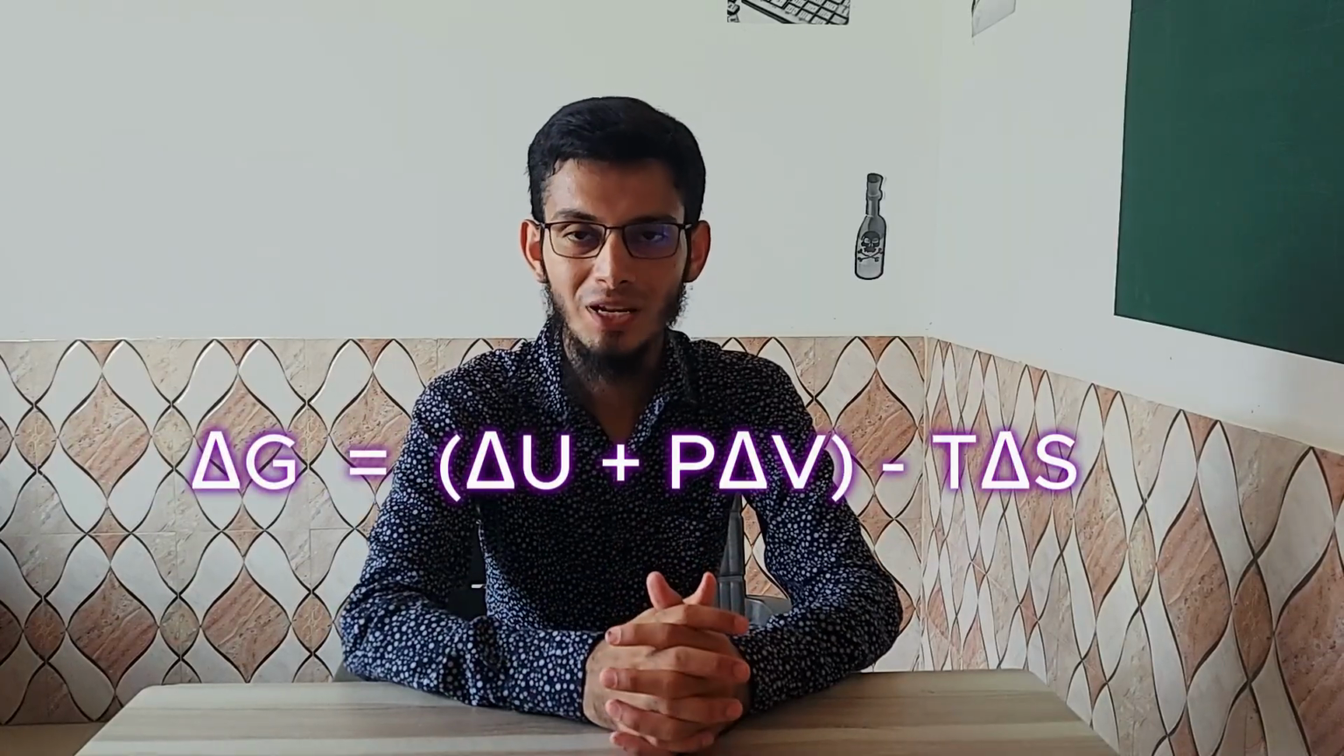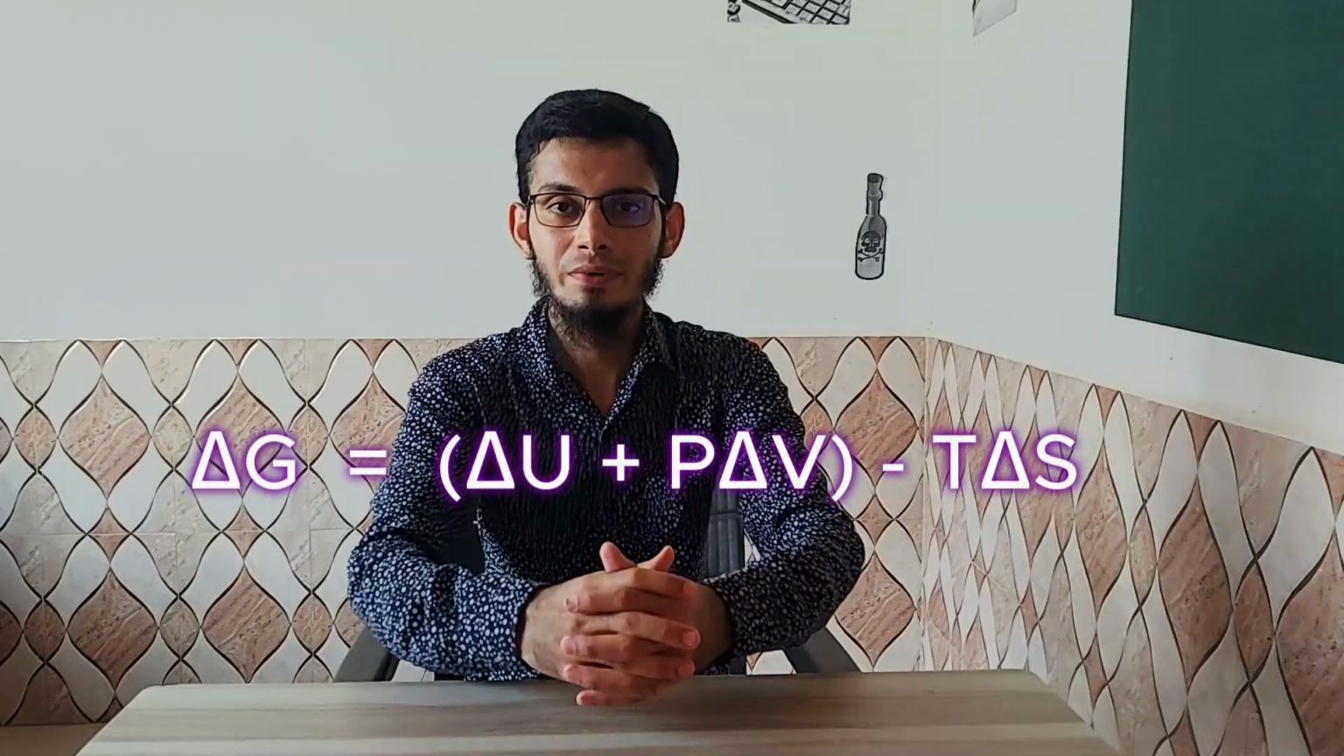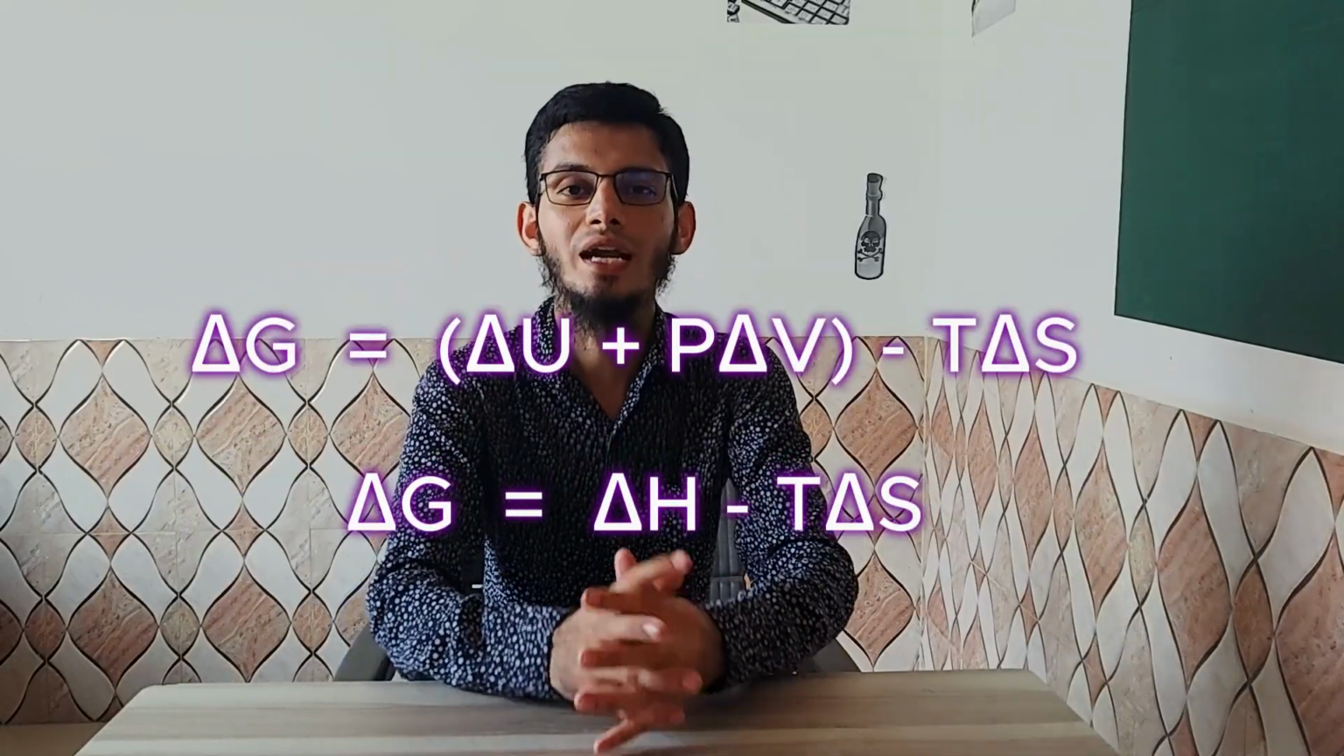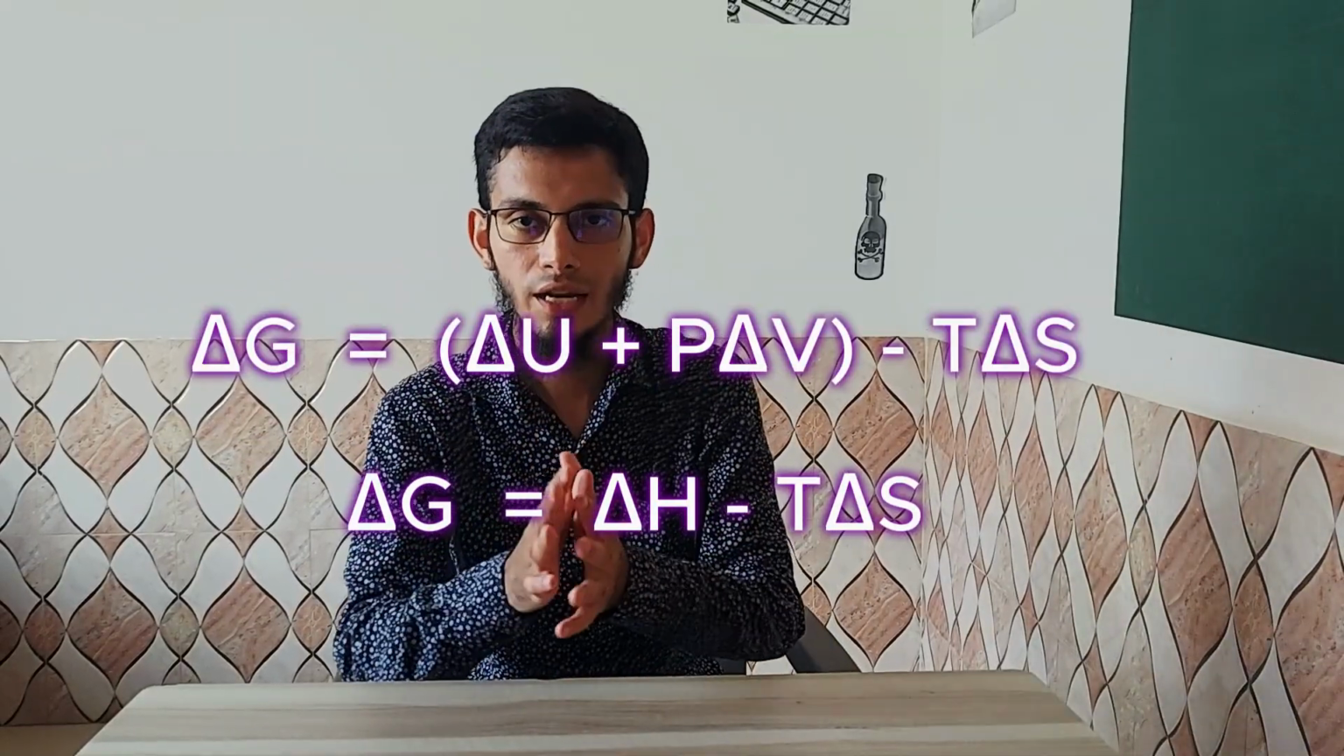So why P delta V? Chemical reactions are open systems. Helmholtz free energy is used for closed systems and Gibbs free energy is used for open systems. Open systems are directly connected with the environment, so they face constant pressure and the volume may change. So we have to add the work P delta V to get delta U plus P delta V minus T delta S. U plus P delta V is equal to delta H, so delta G is equal to delta H minus T delta S.